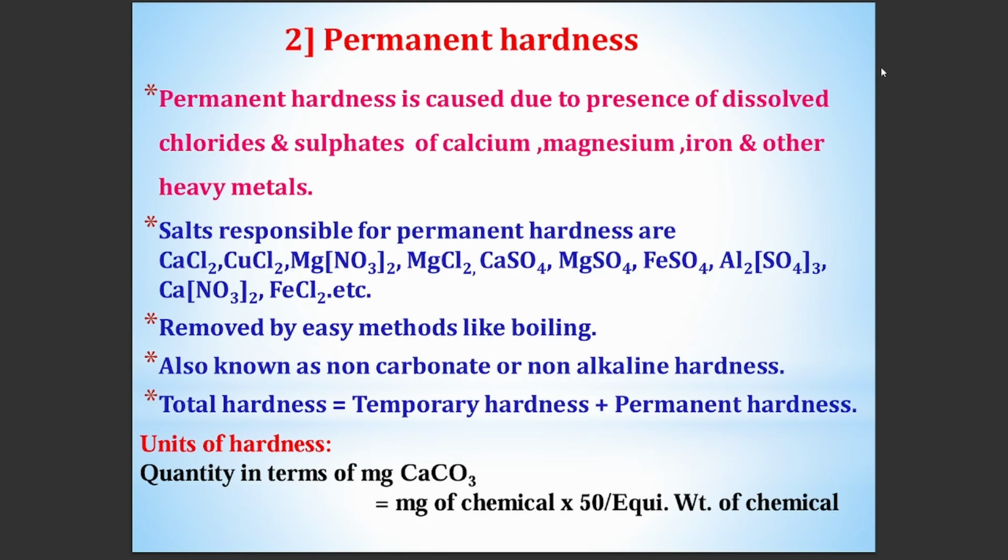What is permanent hardness? The hardness of the water sample which is due to the presence of dissolved chlorides, sulfates and nitrates of calcium, magnesium, iron and other heavy metal ions is known as permanent hardness. The salts responsible for permanent hardness are chlorides, nitrates and sulfates of calcium, copper, magnesium, aluminum and other heavy metal ions. Examples are given here. But permanent hardness cannot be easily removed like temporary hardness; it cannot be removed by just boiling. It requires some chemical treatments to remove permanent hardness from the water. So this is about permanent hardness.